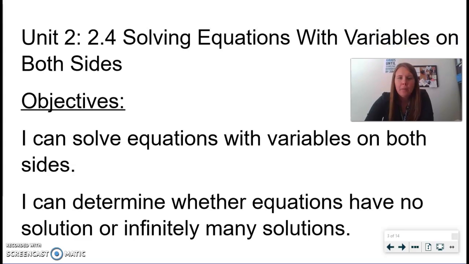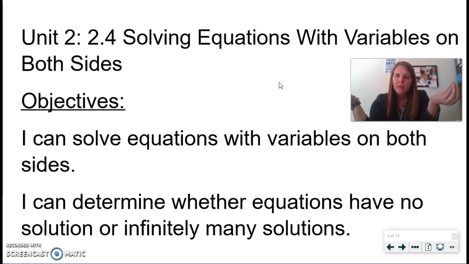Today we are talking about solving equations with variables on both sides. So I can solve equations with variables on both sides, and I can determine whether equations have no solution or infinitely many solutions. So when we get to problems like this, I'm going to have maybe a 3x on this side, a 2x on this side. And so how do I solve it when there's variables on both sides?